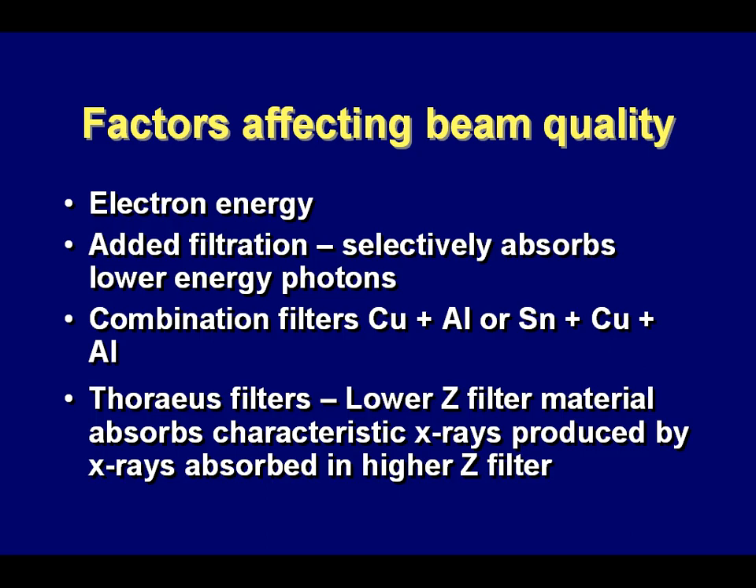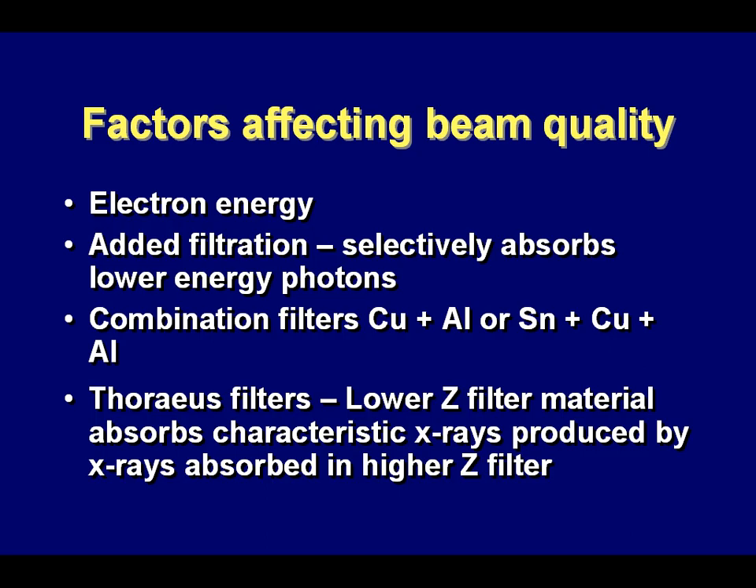Now, one of the things that occurs with orthovoltage filters is we may want to use higher Z materials to more effectively absorb low energy photons. So we may want to use, for example, copper as a filter. The problem with using copper as a filter for an X-ray beam is the production of characteristic X-rays in copper. So you've filtered out low energy photons from the X-ray beam, but you're left with some low energy characteristic X-rays from copper.